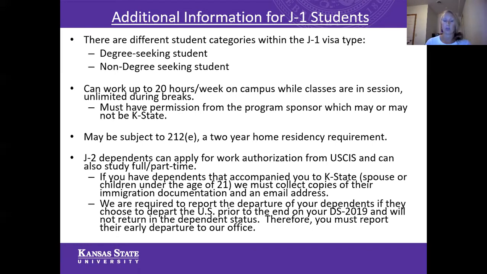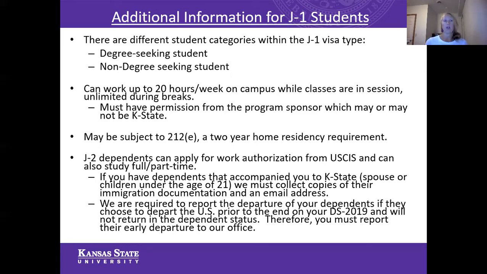J1 students are issued the DS 2019. The unique part about J1s is that the DS 2019 could be issued by Kansas State or an outside agency such as Fulbright, IIE, USAID. Those are funding or program sponsors that are outside of K-State, but they're giving them permission to come and study at our institution. So if your DS 2019 was issued by a different program sponsor other than Kansas State, you need to connect with them about information with your status, your documents, and any authorizations that you need to get from them.